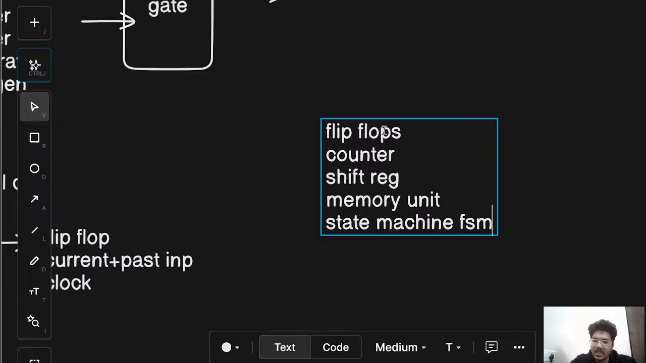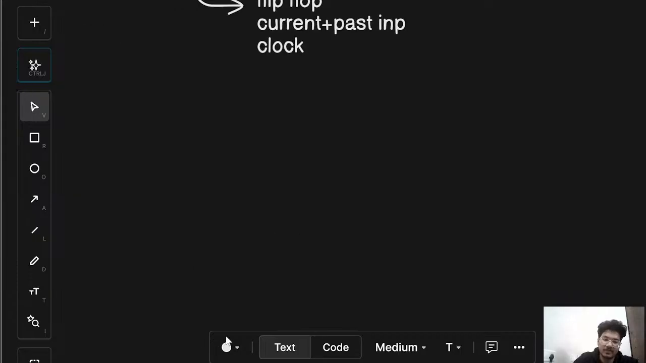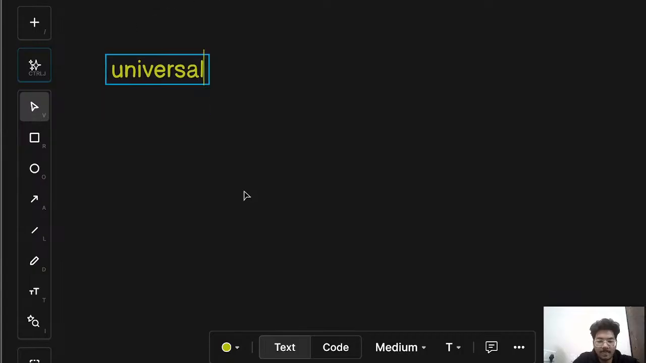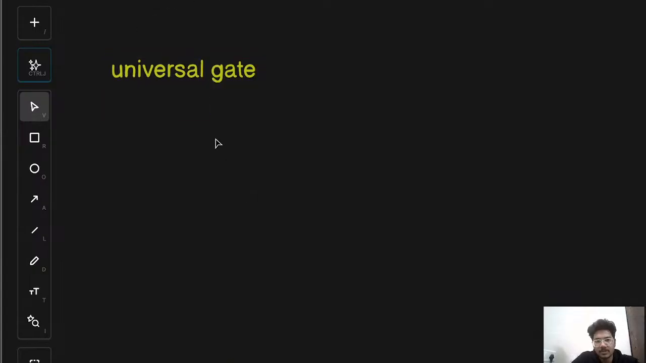The next question is: what are universal gates? What is a universal gate? Okay, so let's discuss the universal gates.